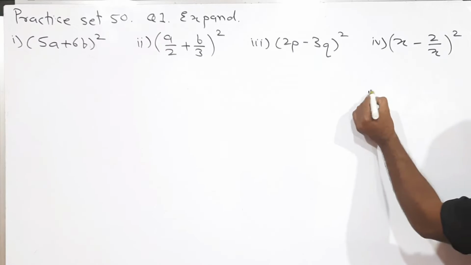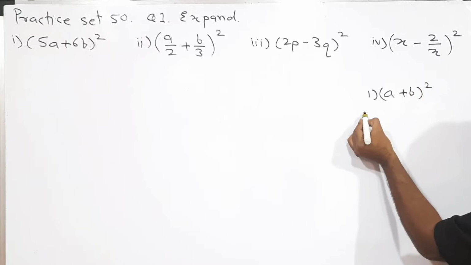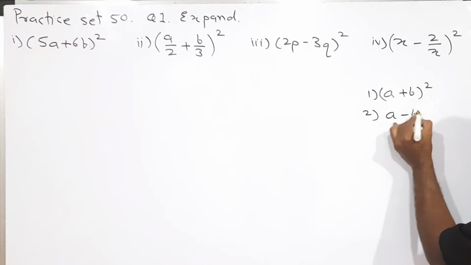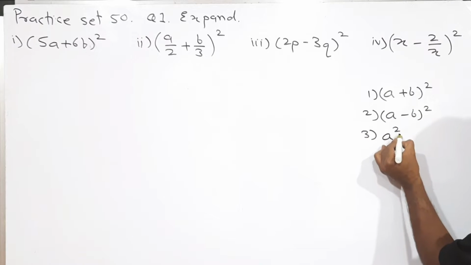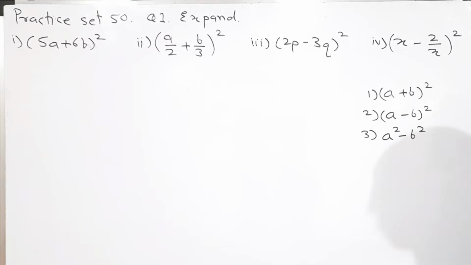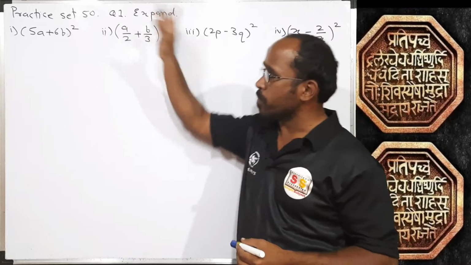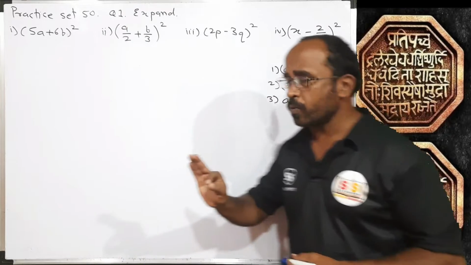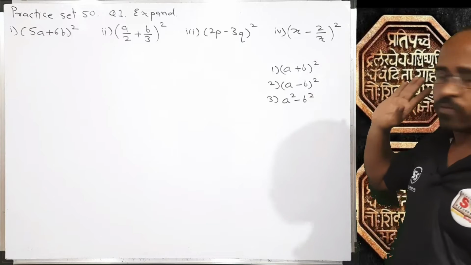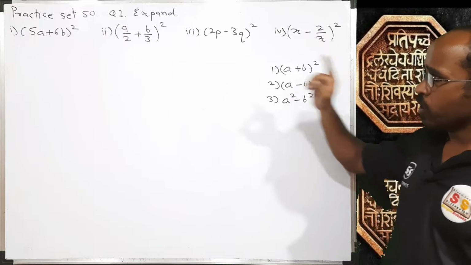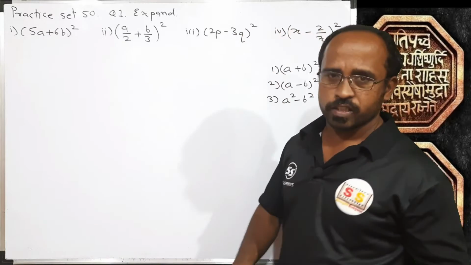First is (a + b) square. Second is (a - b) square. And the third one is a square minus b square. So what do we have to do? Whenever there is a question of expansion, we have to scan the problem and see which formula among these we can use. Okay, so the first problem is (5a + 6b) square.